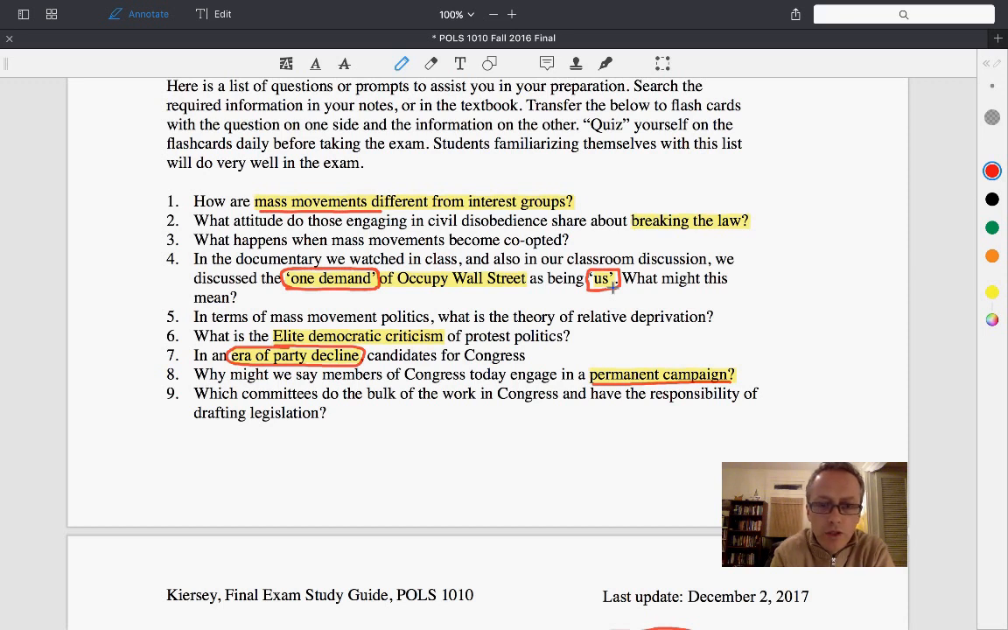Now, moving on to question 6, what's the elite democratic criticism of protest politics? Well, I think it's probably not hard to imagine, but if you're not going to express concrete demands of the people at the top, elite democratic criticism is going to be, well, you're kind of not demanding anything that we can help you with, right? So it's pointless to protest without concrete demands, and I suppose there's some truth to that in some ways.